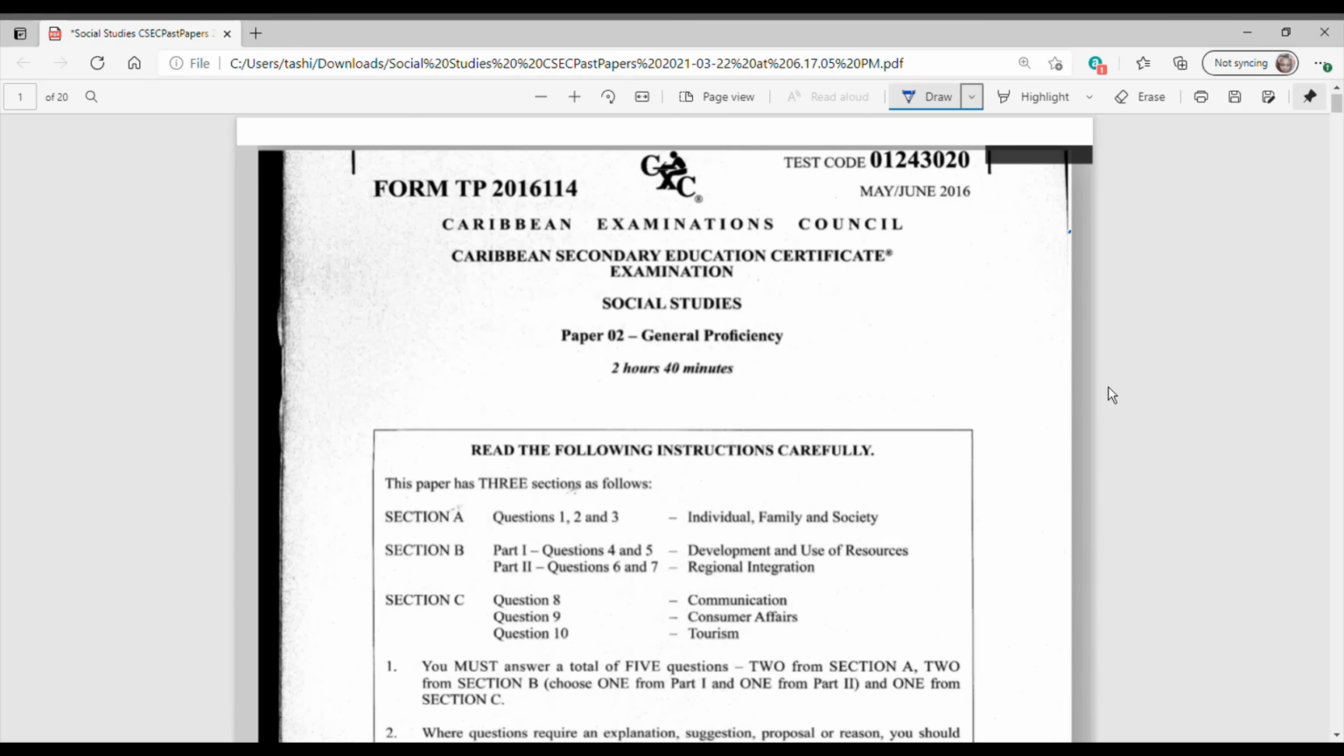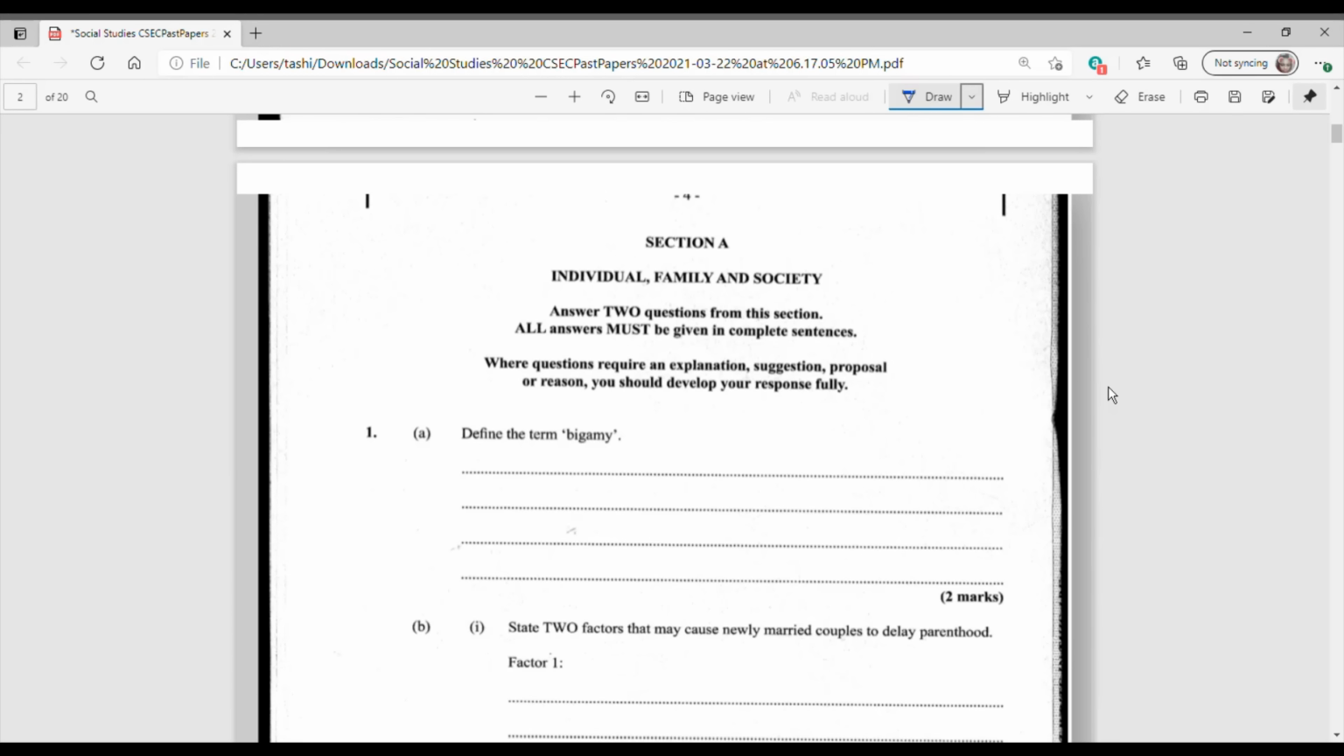So Section A is from individual, family, and society. Since you are answering two questions from this section, the first thing you need to do is to look through the three questions that are there, and then look for the one that you are best at. Don't just look at the first question that is probably at 2 marks. Look through the questions themselves to see which parts of the question have the most marks, and then based on the ones that you can answer the best, you choose that particular question and then you start writing.